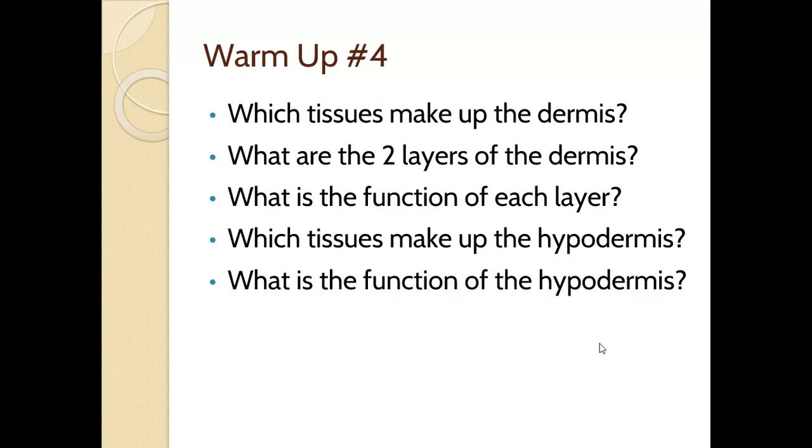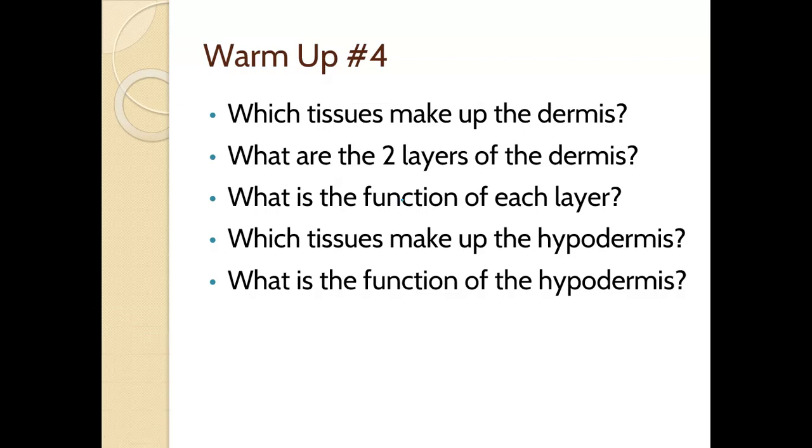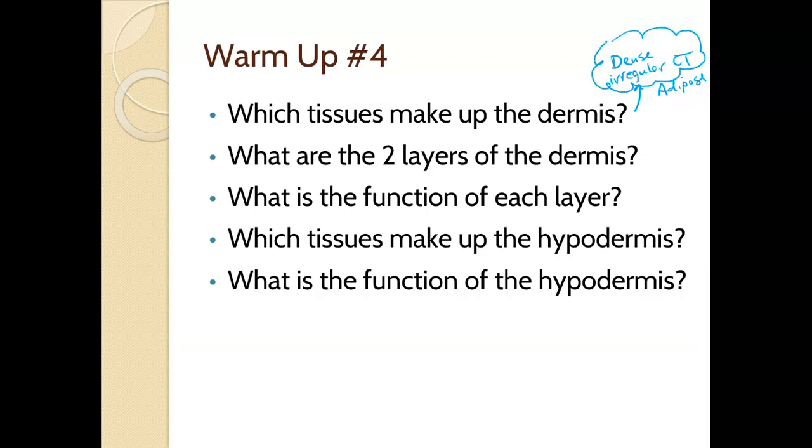All right, so the tissues that make up the dermis. When we're looking at the dermis, we should mostly be looking for our dense, irregular connective tissue. So this is our main tissue we're going to look for. Now, you could have also put in adipose. There is some adipose in here as well. But mostly, the thing I'd be looking for is dense irregular.